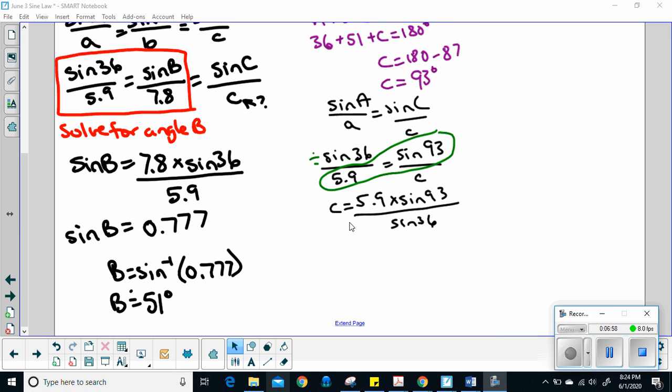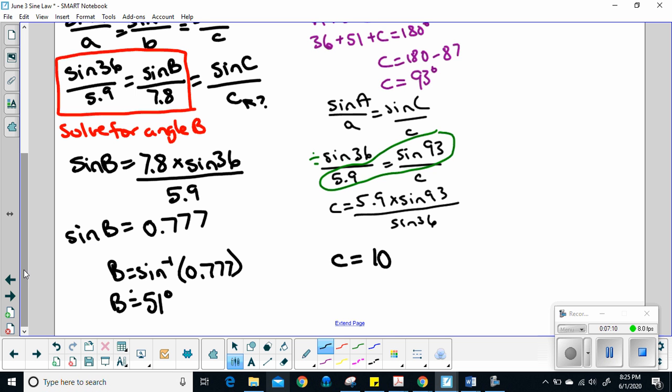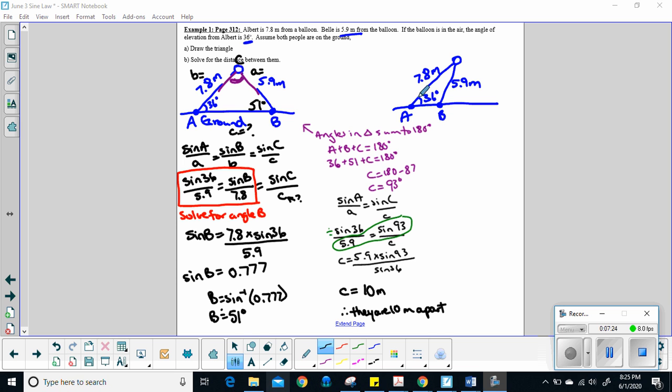Once you throw all that into your calculator, abracadabra, you get a side length of 10.02. So let's just keep it at 10. 10 units long. Did I have units up here? What are my units? Meters. 10 meters. Therefore, they are 10 meters apart. Awesome. So is that going to be the same answer as I have over here?